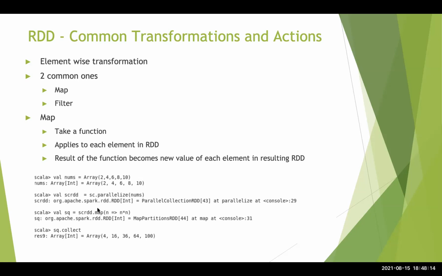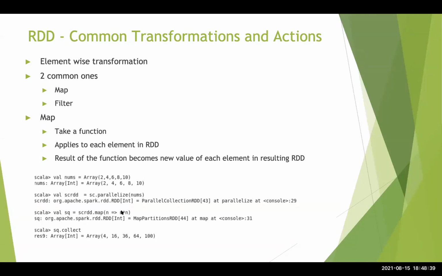Each element of this RDD will be passed as a parameter. The first time it will pass 2, and what we are telling it to do with this 2 is 2 multiplied by 2. We're just squaring it. So it becomes 4. Then Spark will take another element of this RDD, pass it to the same function, and it becomes 16. Then 36, 64 and 100. That's how it works on each element. So that's how map works.